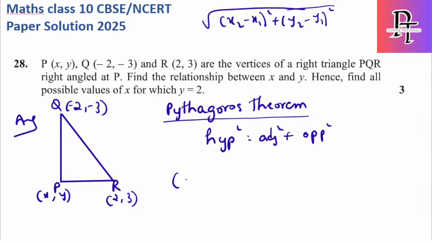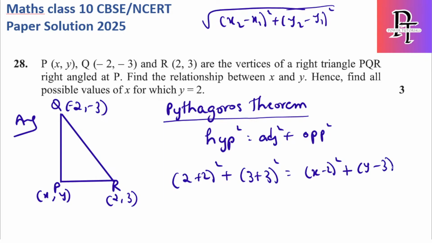So this becomes the hypotenuse. I'll take this as the first point and this as the second point. So 2 minus of minus 2 becomes 2 plus 2 whole squared, plus 3 plus 3 whole squared, is equal to, what about the adjacent? The adjacent is this one, so x minus 2 whole squared plus y minus 3 whole squared. What about the opposite side? It's minus 2, so x minus of minus 2 becomes x plus 2, so this becomes x plus 2 whole squared plus y plus 3 whole squared.